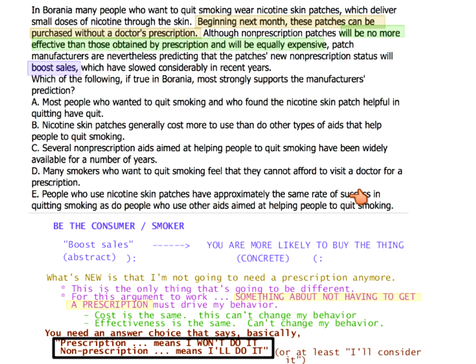And then, last but not least, rates of success. This is actually a lot like choice A, where they talk about how effective or not effective it is at the end of the day, but we're just talking about whether I will buy it and try it. We're not talking about whether it will actually wean me off of cigarettes. So you guys are pretty good as a group on this one. It doesn't seem like there's a ton of questions here.